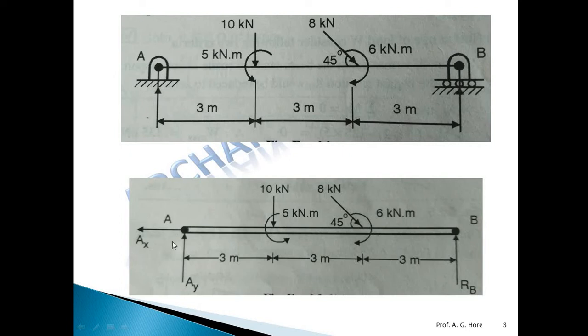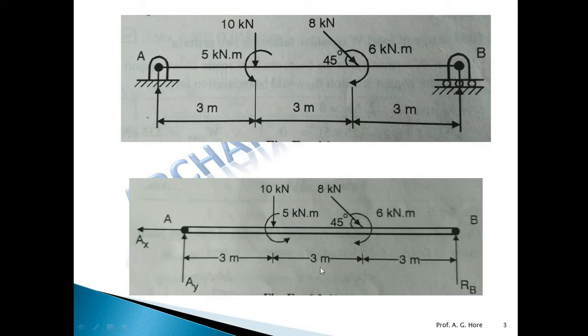Show here the horizontal and vertical force for A hinge support and for B roller support only one reaction towards the surface. External loading: 10 kilonewton, a 5 kilonewton meter couple, then one inclined force at 45-degree angle, along with the couple moment 6 kilonewton meter. Then write down the distances of these forces. This is the FBD of this entire beam AB.